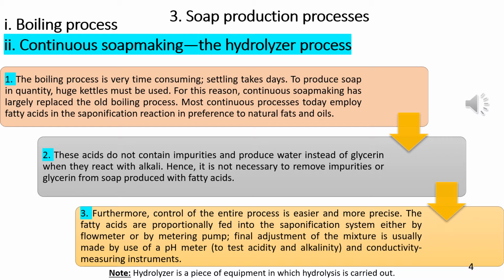So why is this process called continuous soap making, the hydrolyzer process? Because in this process we use an instrument such as a hydrolyzer. And what is a hydrolyzer? Hydrolyzer is a piece of equipment in which the hydrolysis is carried out. So in the continuous soap making, the hydrolyzer process, the hydrolysis takes place by using the hydrolyzer.